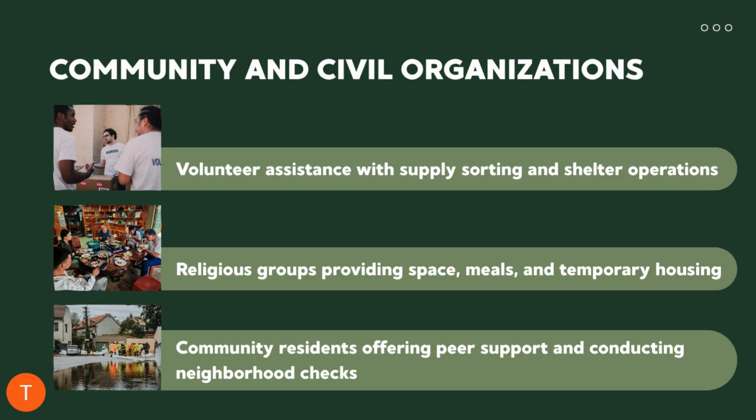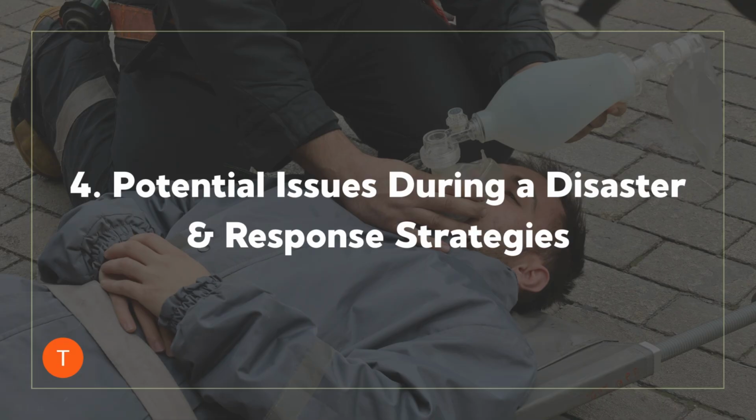Finally, we have community and civic organizations. These are the first responders on the ground. They fill resource gaps by providing meals, temporary housing, and neighborhood checks. They act as a vital bridge between the official government response and the actual needs of the people.